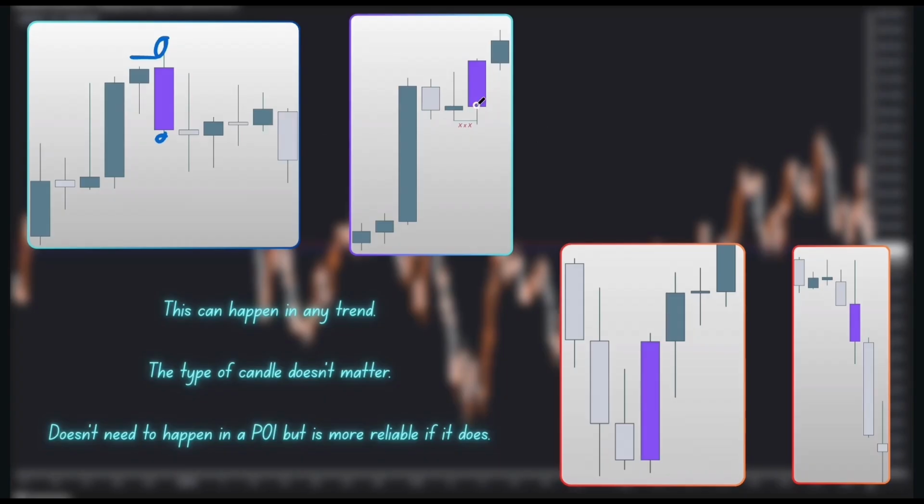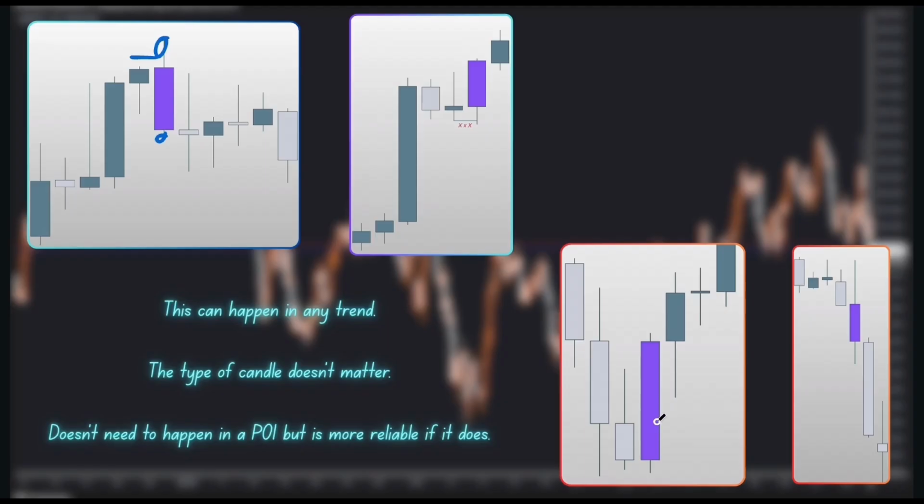Here's another example. So here you can see the trend is obviously pretty bullish, and what happened? Even though we were in a bullish trend, a manipulation candle still happened, swept the previous candle's low and still closed above it, right? So it doesn't matter what trend or what kind of candle it is, it'll happen at any moment.